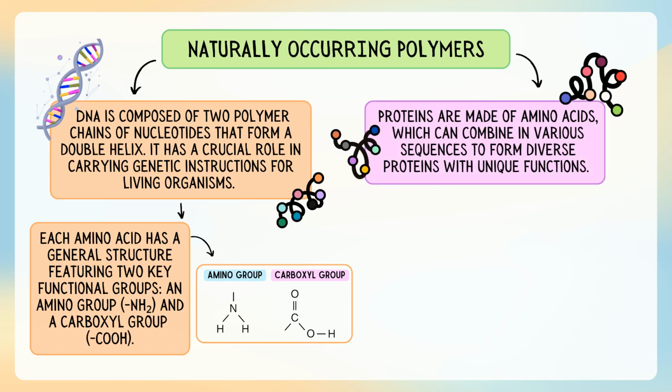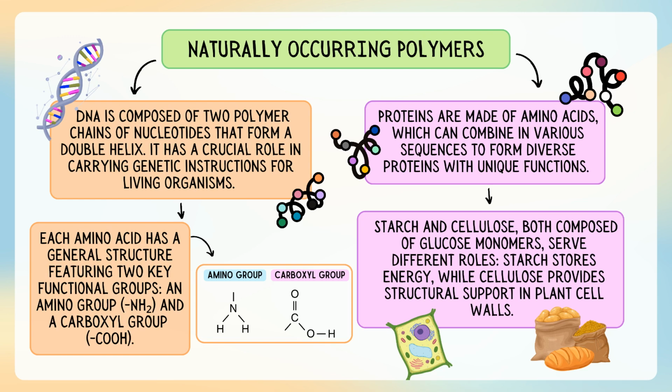We then explored other important biological polymers and their monomers. Proteins are made of amino acids, which can combine in various sequences to form diverse proteins with unique functions. Starch and cellulose, both composed of glucose monomers, serve different roles. Starch stores energy, while cellulose provides structural support in plant cell walls. This lesson highlighted the remarkable versatility and complexity of biological molecules, demonstrating how simple building blocks can create diverse and essential structures in living organisms. This foundational knowledge enhances our appreciation of molecular interactions and their critical roles in life processes.